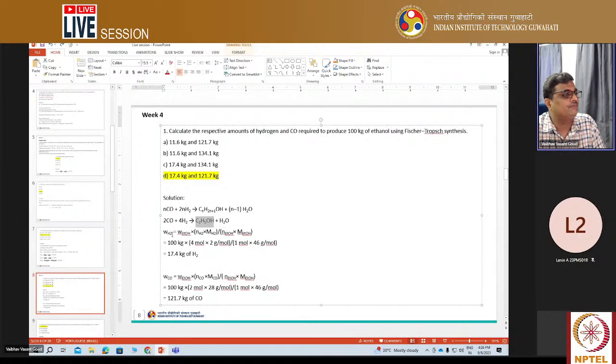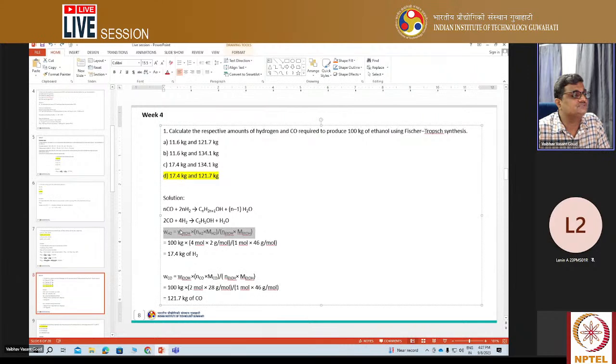If you remember, in one of the lectures we discussed how to calculate the respective amount or weight of hydrogen and carbon monoxide in the Fischer-Tropsch synthesis process. So this is the basic formula which we have used there. That is, the weight of ethanol into N, that is nothing but moles of hydrogen into molecular weight of hydrogen, divided by moles of ethanol into molecular weight of ethanol.